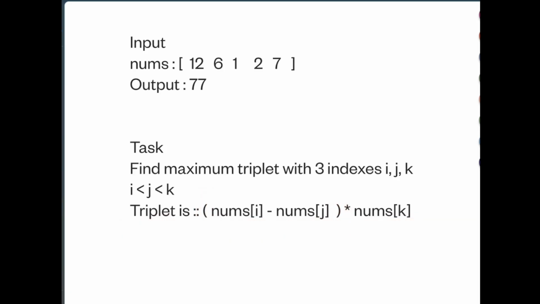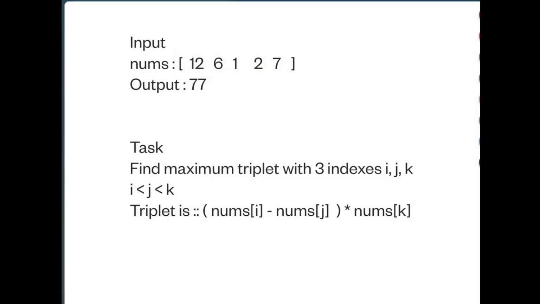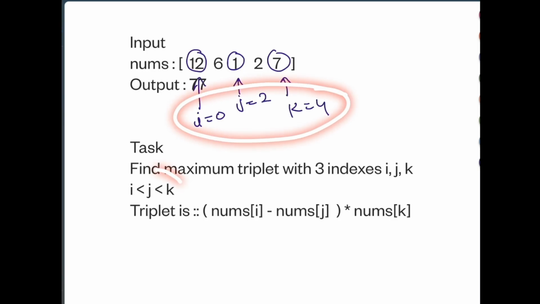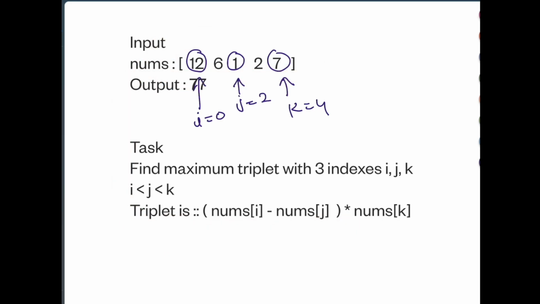You just need to find those three numbers which you can take from this array and form a triplet, and the value of the triplet should be maximum. For example, in this input you can take these three numbers 12, 1 and 7. This will be your index i, which is 0. This will be your index j, which is 2, and this is your index k, which is 4. Now you will see that the relationship between i, j and k holds correct. So we can form a triplet with 12, 1 and 7, and then put this into your formula. So this will be 12 minus 1 multiplied by 7. This will be equal to 77, and that is your output.